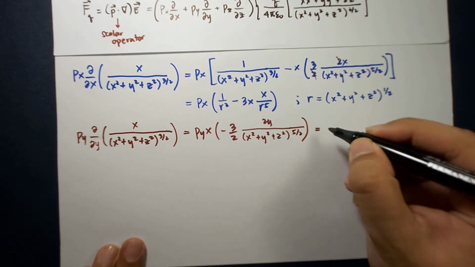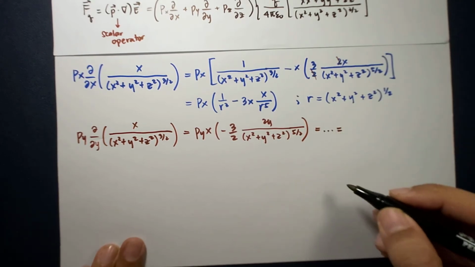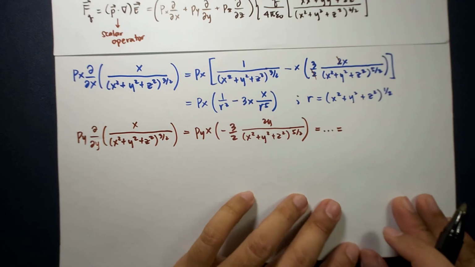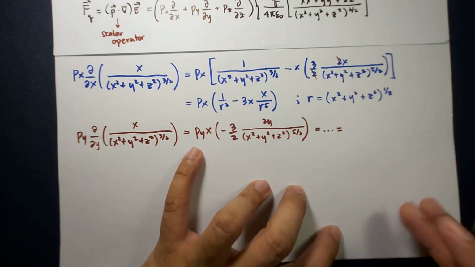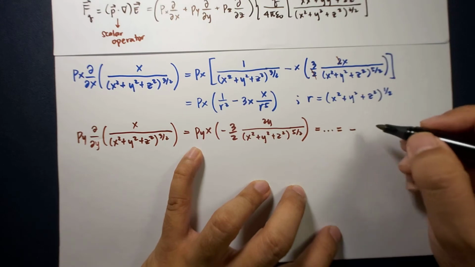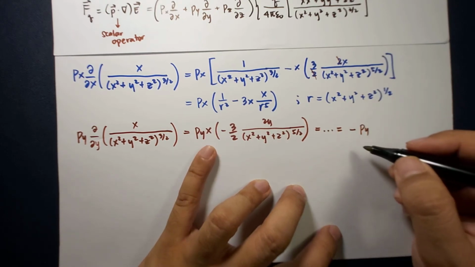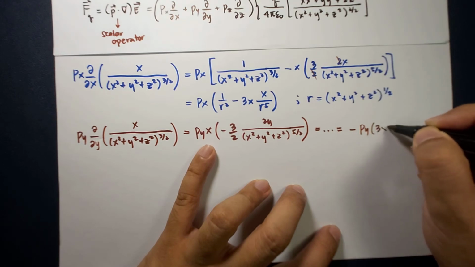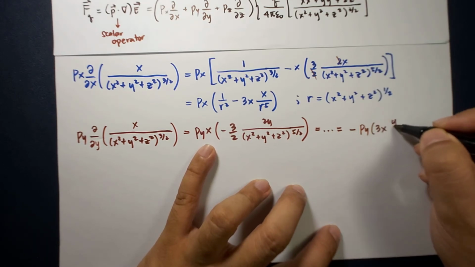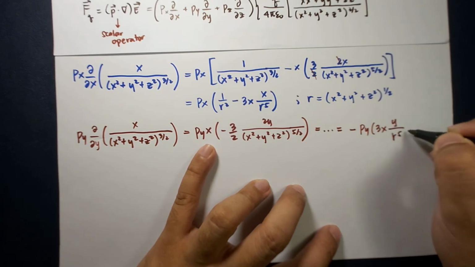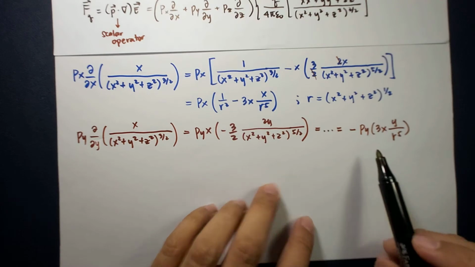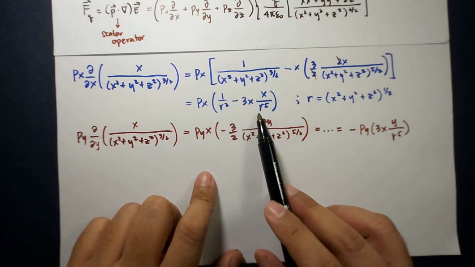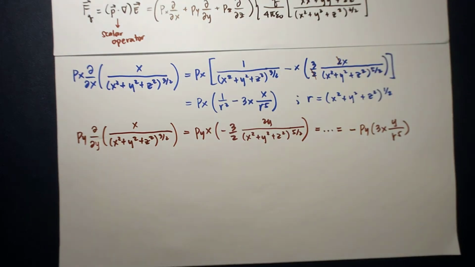We just do the differentiation and we end up with negative py times 3x y over r to the 5th. So you notice that this form is very similar to the first form. So you can do the same for the third term.